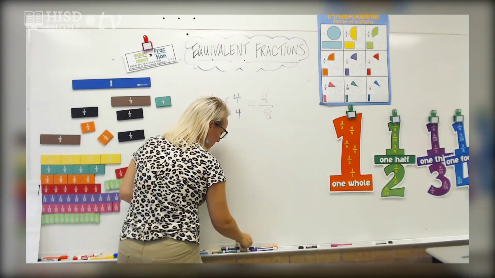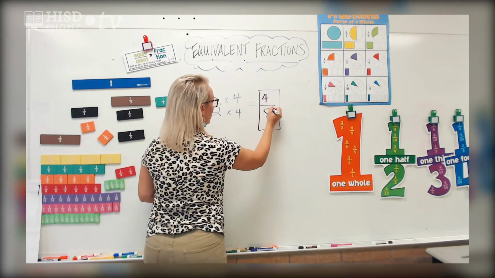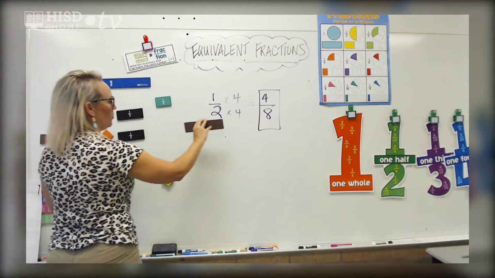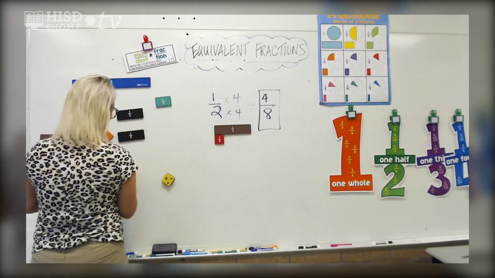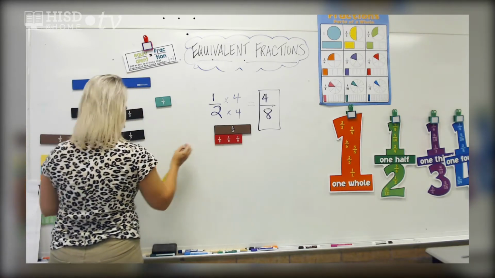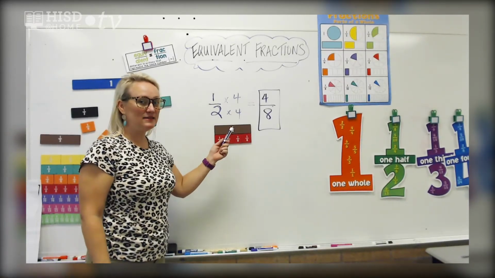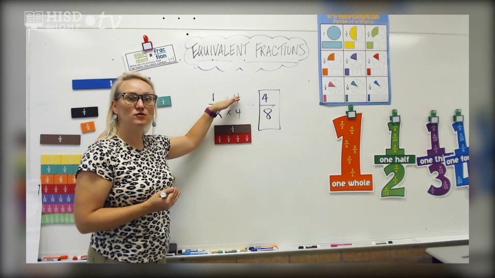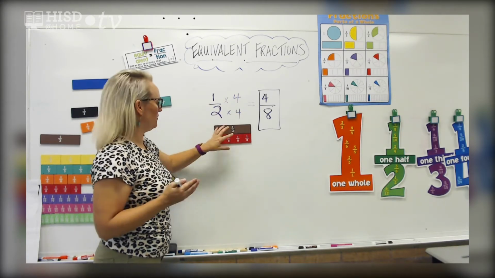So now we need to prove that 1/2 is the same thing as 4/8. All right, my 1/2, and it's saying it's 4/8. 1, 2, 3, 4/8. See? It's the same number. It's just written differently. So as long as I do the same thing to the top that I did to the bottom, I will always have an equivalent fraction.